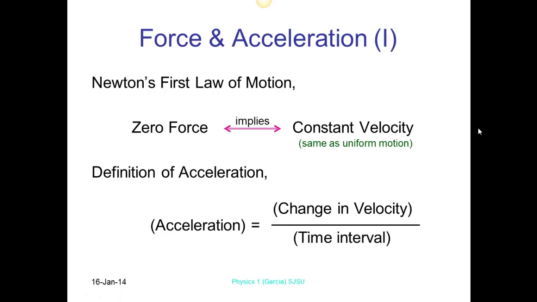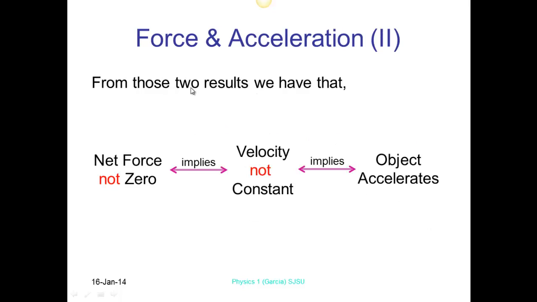Now, the definition of acceleration that we've used in the past is acceleration's a change in velocity over time, isn't it? So, from these two results we have the information. So we have a net force. So if our net force is not zero, that implies that our velocity mustn't be constant, and therefore it implies an object must accelerate. Alright, so that sort of matches what we thought from the law of inertia.